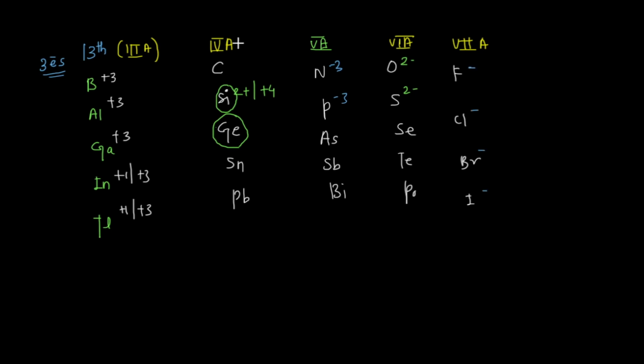Now this 4th A group has 4 valence electrons. Next, 5th A group has 5 valence electrons. 6th A group has 6 valence electrons in their outermost shell, and 7th A group has 7 electrons in their valence shell.